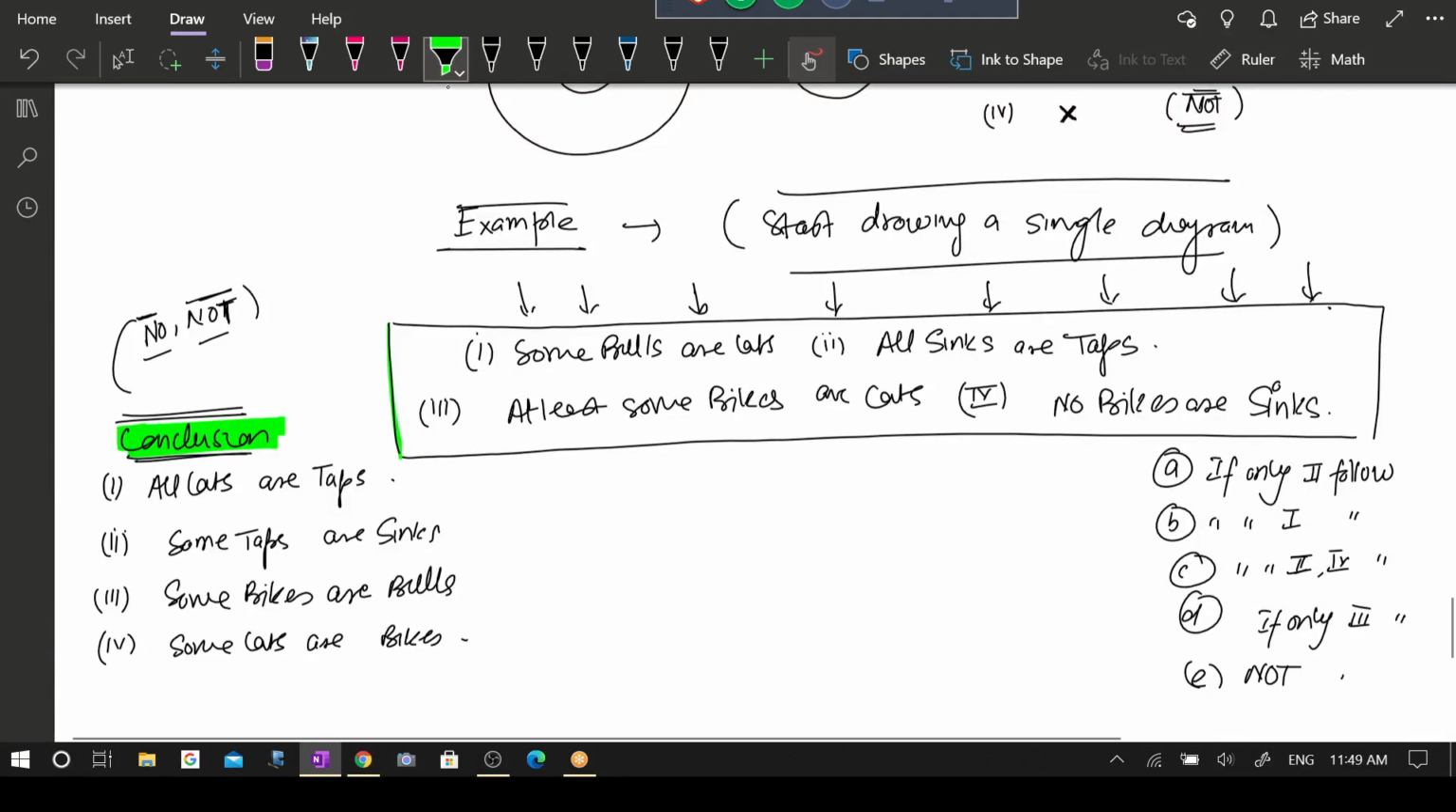Now what do you mean by at least some bikes are cats? It basically means that some bikes are cats, isn't it? Ayush, beautiful, says C.